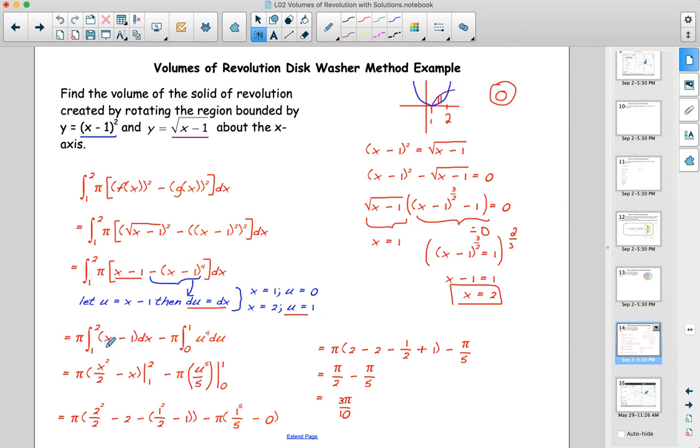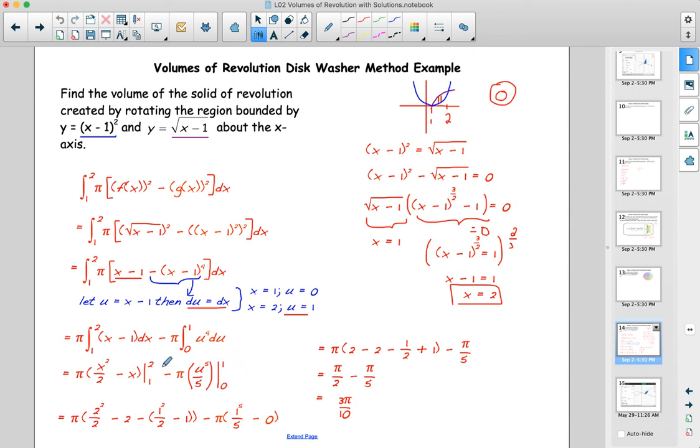This is going to be pi times x squared over 2. The antiderivative of that is x, so x squared over 2 minus x, and then we integrate from 1 to 2, or the bounds of integration, we're going to evaluate from 1 to 2. Minus pi times the antiderivative of u to the 4th, which is u to the 5th over 5. Evaluate that across the bounds of integration from 0 to 1.